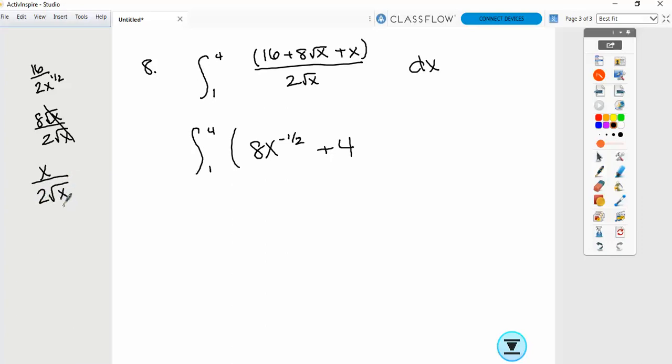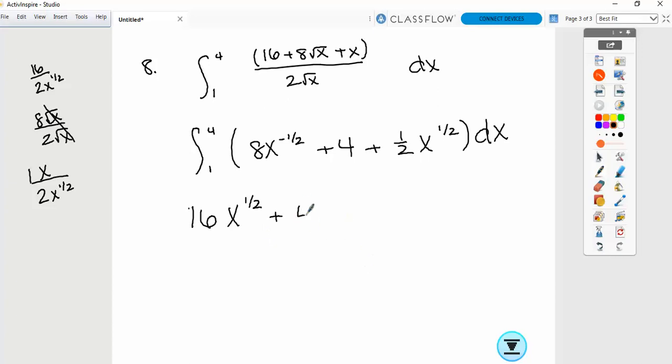Last term we have x over 2 radical x. So that square root of x is like x to the 1/2. So our coefficient is just a 1/2. X over x to the 1/2, if you subtract those exponents, you get 1/2. So antiderivative, add 1 to the power. So -1/2 plus 1 is 1/2. We have to multiply by the reciprocal, which is 2 times the 8 that was already there, so that would be a 16.